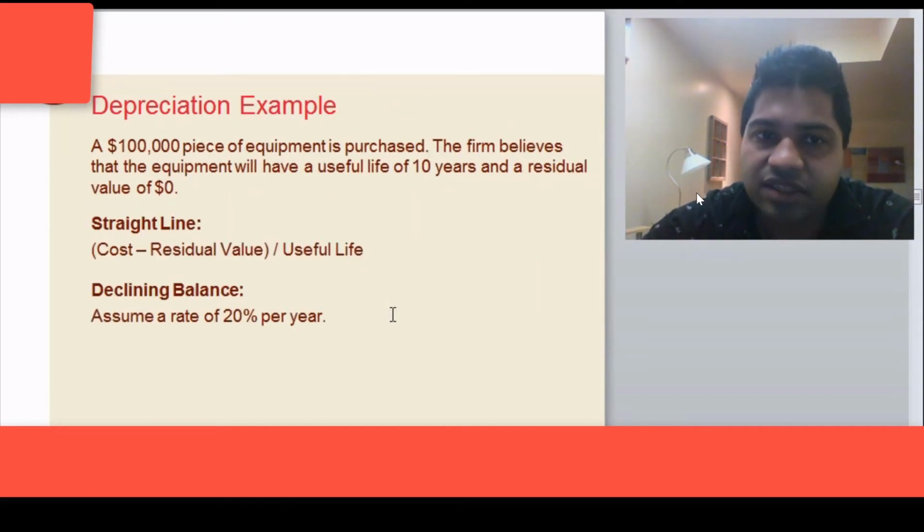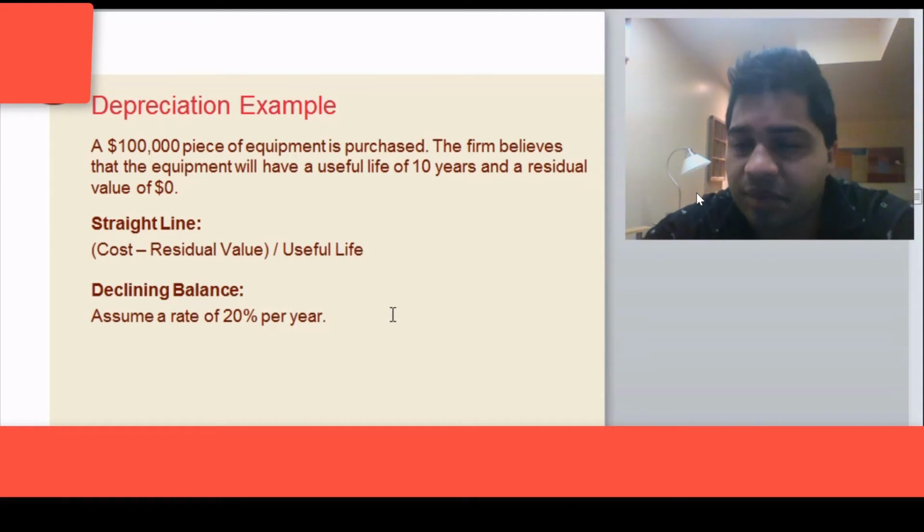Example of depreciation: a $100,000 piece of equipment is purchased. The firm believes that the equivalent equipment will have a useful life of 10 years and a residual value of 0. So there are two ways you can depreciate it. One is declining balance. Each year you depreciate 20% irrespective of how much life it has.